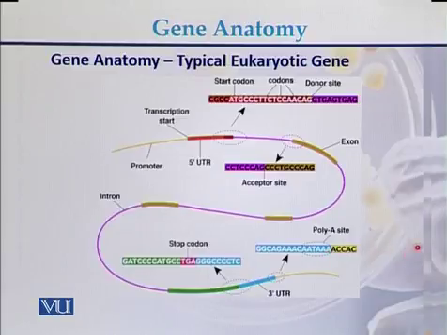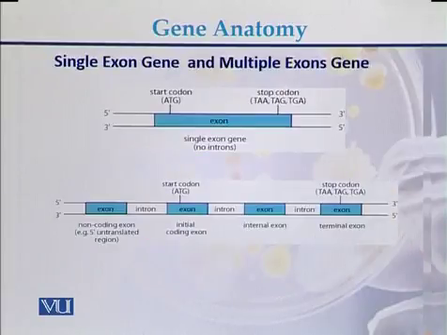If we compare the prokaryotic gene and the eukaryotic gene, the prokaryotic gene is simple. There are no introns, while in the case of the eukaryotic gene, there are exons and introns. This is the comparison between a single exon gene and a multiple exon gene. Here the gene consists of a single exon, a start codon, then a stop codon, and the gene consists of only a single exon. While in the case of multiple exon genes, we see exon, intron. So there are more than one exons. So in eukaryotes, there can be genes which consist of single exons, and genes which consist of more than one exon.